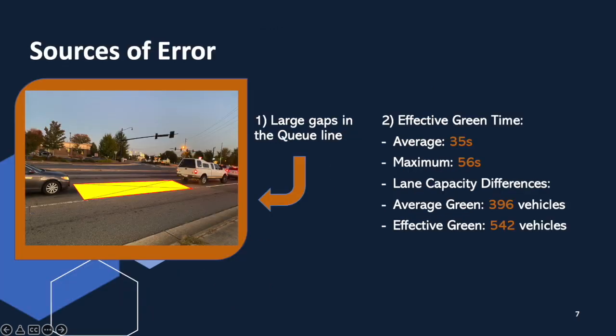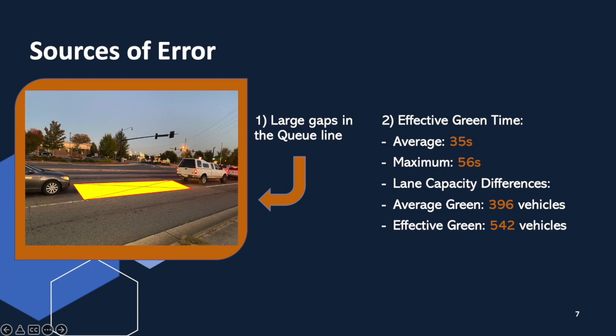As far as sources of error, one of the bigger ones that we noticed was large gaps in the queue line. Having these large gaps, especially so early on in the queue line, could lead to extended startup delays. Also, as far as calculations go, our effective green time on average was about 35 seconds. However, we did have one cycle that ran to almost 56 seconds, which was the one that was used in our calculation. So with the 56-second effective green time, our lane capacity was our calculated 542 vehicles.